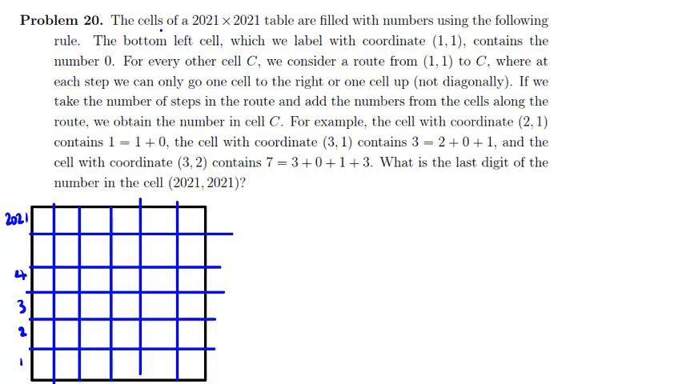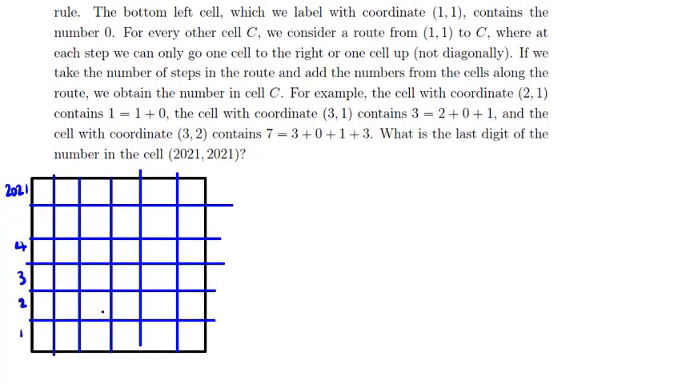Problem number 20 is senior, the last problem. The cells of a 2021 by 2021 table are filled with numbers using the following rules. So let me write 2021 by 2021. The bottom left cell, which we label (1,1), contains the number 0. For every other cell C, we consider a route from (1,1) to C, where at each step we can only go 1 cell to the right or 1 cell up, not diagonally. If we take the number of steps in the route and add the numbers from the cells along the route, we obtain the number in cell C.